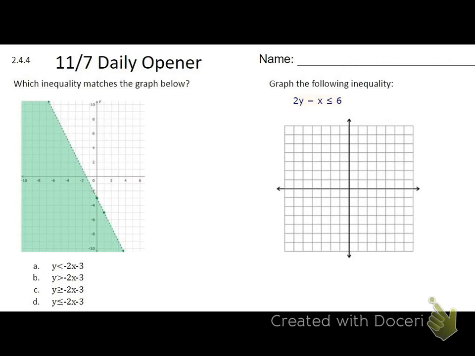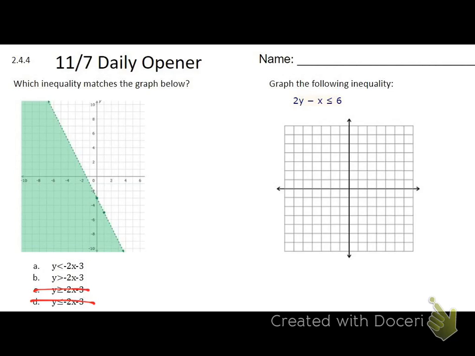Yeah, the inequality signs. Because my boundary line is dashed, I know that it's not going to be greater than or equal to or less than or equal to. So I know that choices C and D can be eliminated. It's not going to be either one of those. Now, how can I determine if it's going to be A or B?